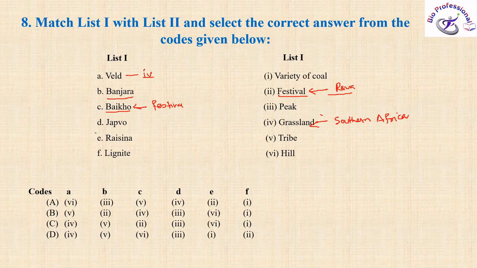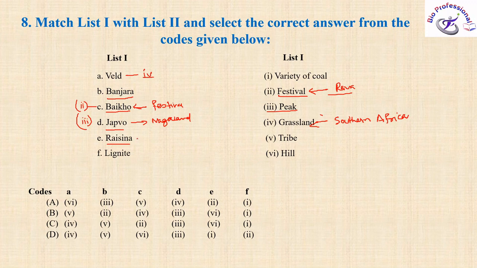Next is Jabwo. Jabwo is a mountain. It's a mountain in Nagaland. So it can be related to peak. Baikho is 2, right? And Jabwo is what? 3.